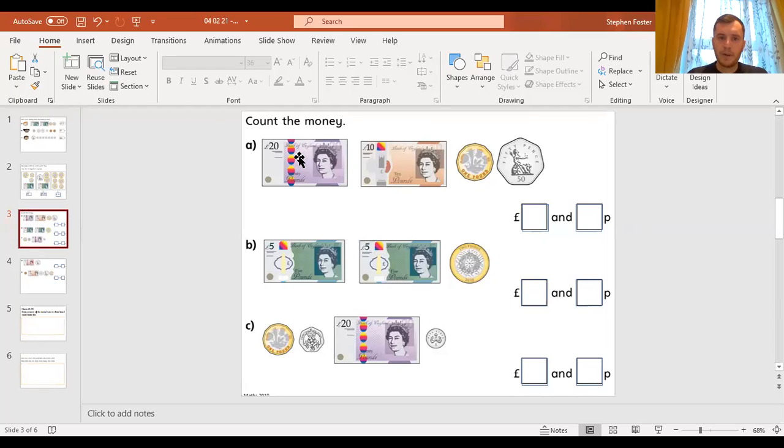For this one, I'd count all of the pounds first. So 20 plus 10 is 30, plus 1, that's £31.